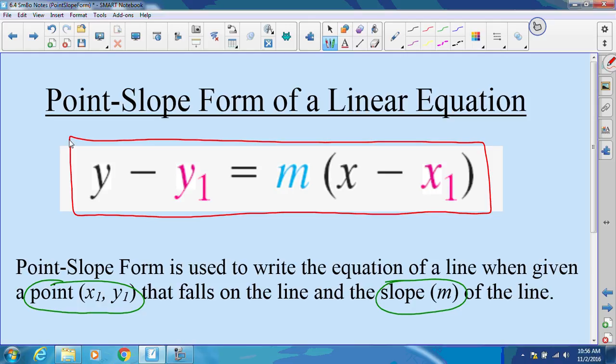And so you're going to actually have a number here. So this number right here, this y1, is the y coordinate of your point. This x1 is also going to be replaced with a number, which is the x coordinate of your point. And then your slope is a number, which is your m.